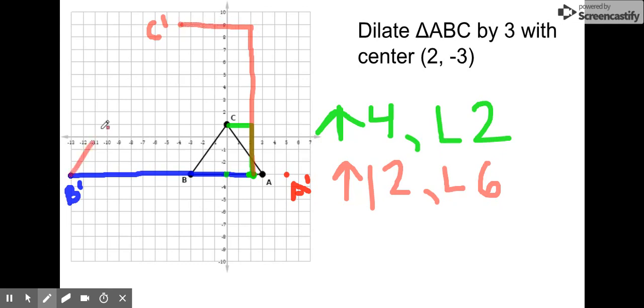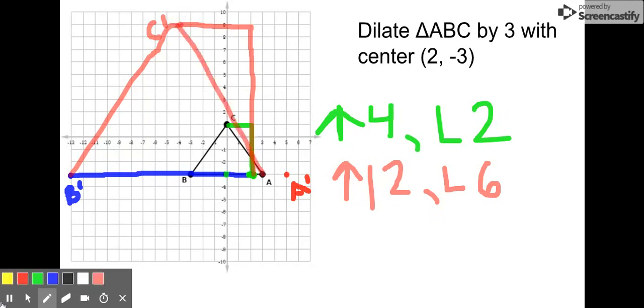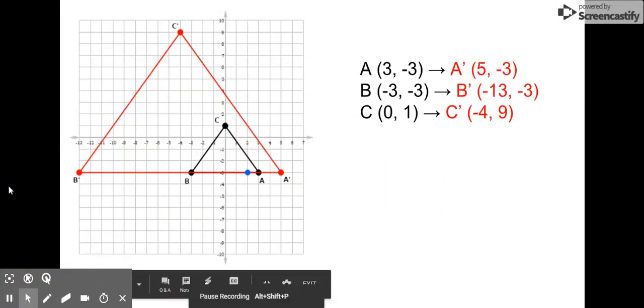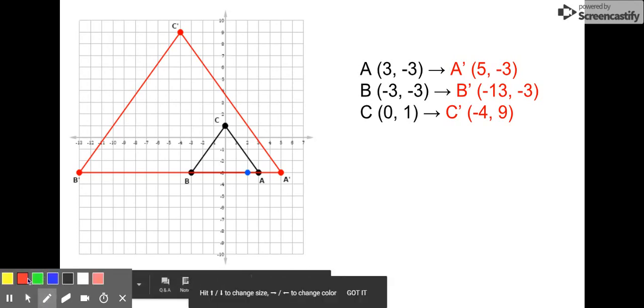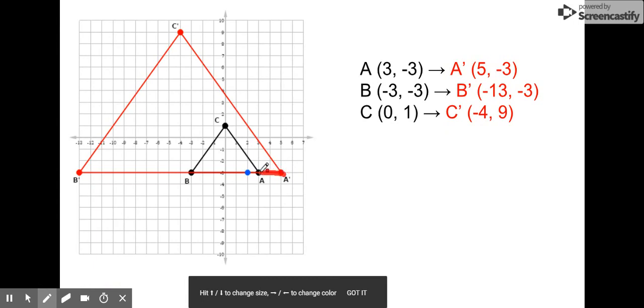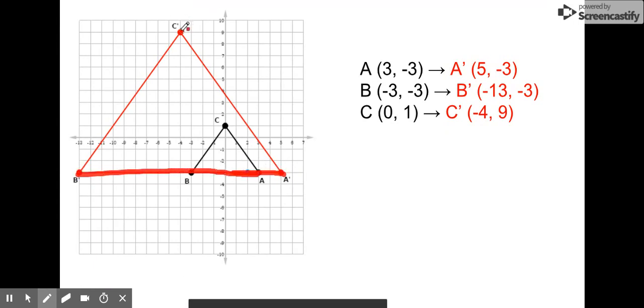Now we just have to make sure we connect all of our image points. So connect A prime, B prime, and C prime. And you should have a pre-image that looks like what's in black, and an image that looks like what's in red. So we can see, again, we talked about the properties of dilations. We know that connecting your pre-image points to their image points is going to give you a line that passes through the center of dilation. And that's a way to verify that you actually dilated correctly.